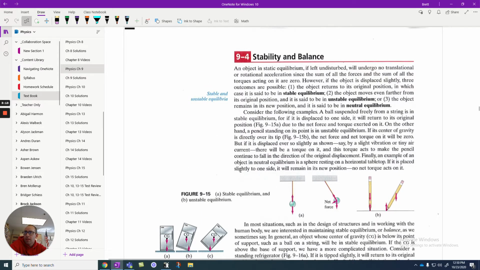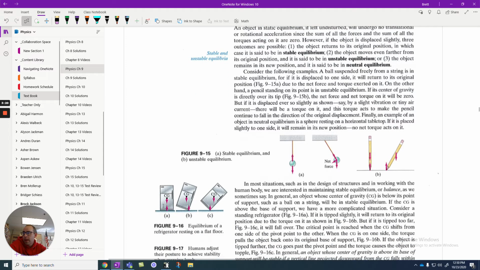There are different kinds of equilibrium. There's a stable equilibrium, like in picture A or even picture B. Sorry, let me restate that. A stable equilibrium is something where that's where it's going to live and stay. If the object returns to its original position, it's in what's called a stable equilibrium.